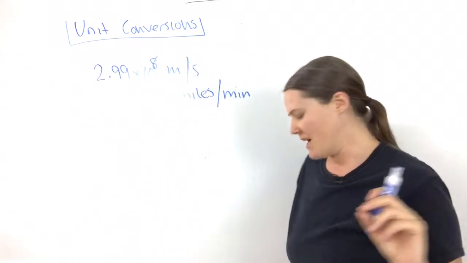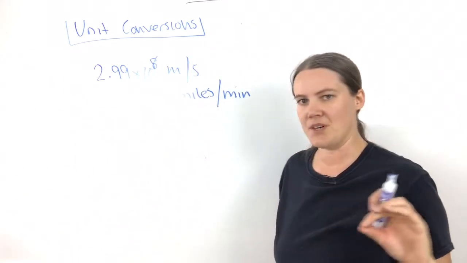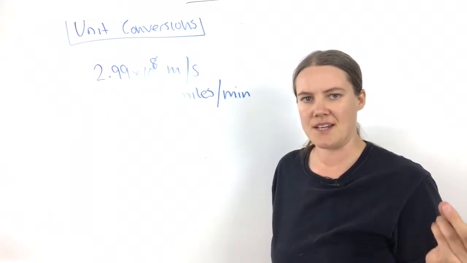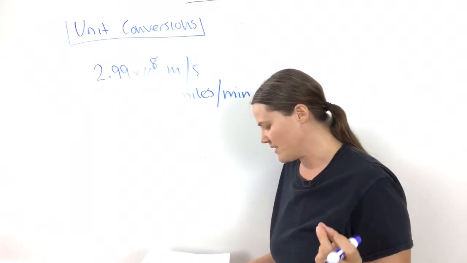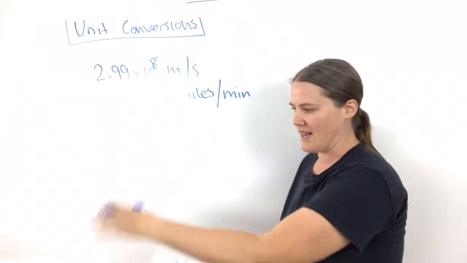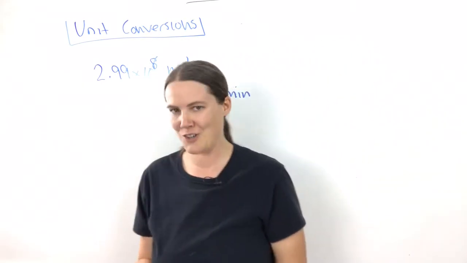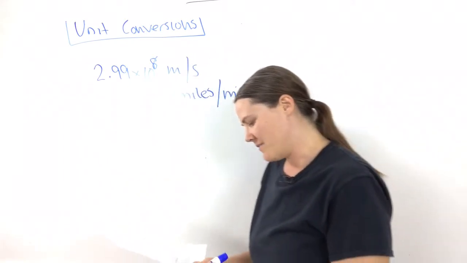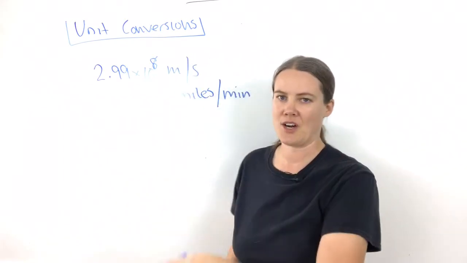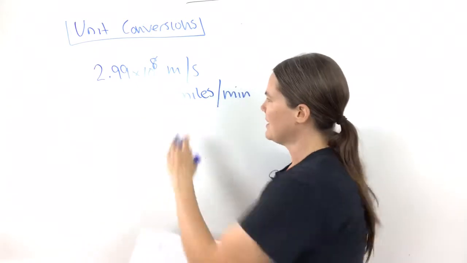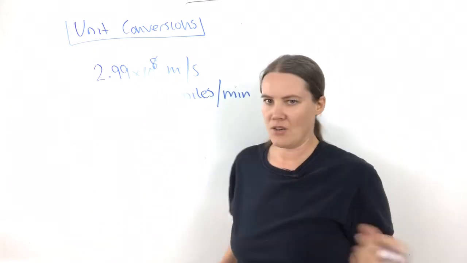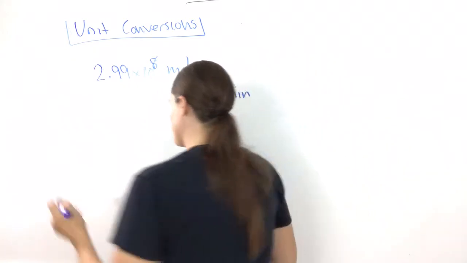So the way I'm going to convert the meters is I'm going to convert it into kilometers, because I don't know the conversion between meters and miles. It's not on the chart in the book. It's on Google if you look it up, but it's not on the chart in the book. But I know that I have kilometers to mile on the chart in the book. So I want to convert the meters to kilometers and then to miles.